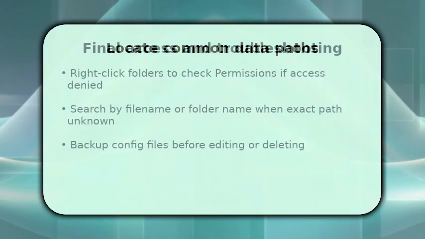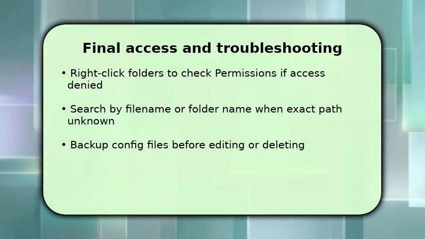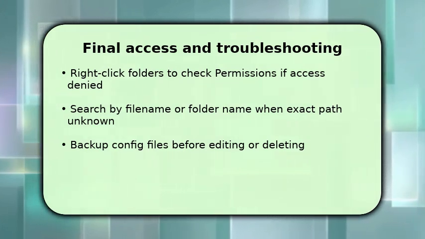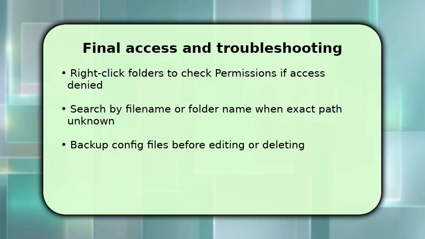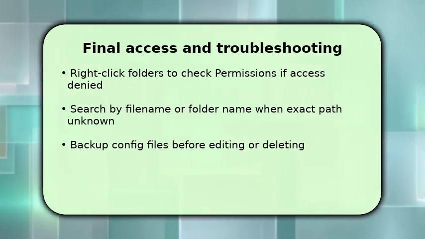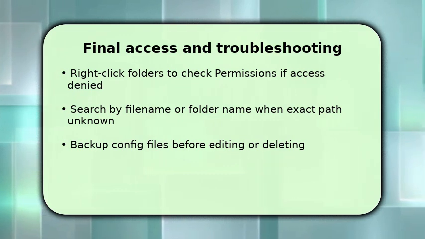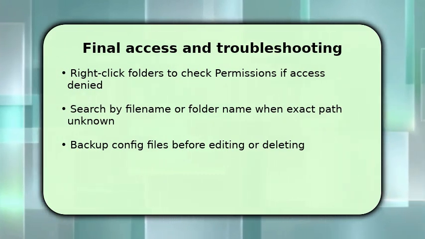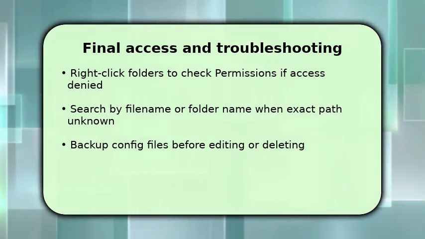To finish, open the exact folder you need and inspect contents. If you get an access denied message, right-click, choose Properties, and review the Security tab to adjust permissions or run as administrator. Once done, search Windows for the program's name to find less obvious folders.